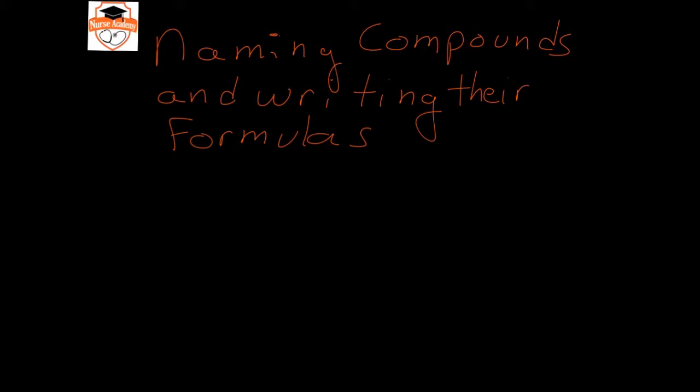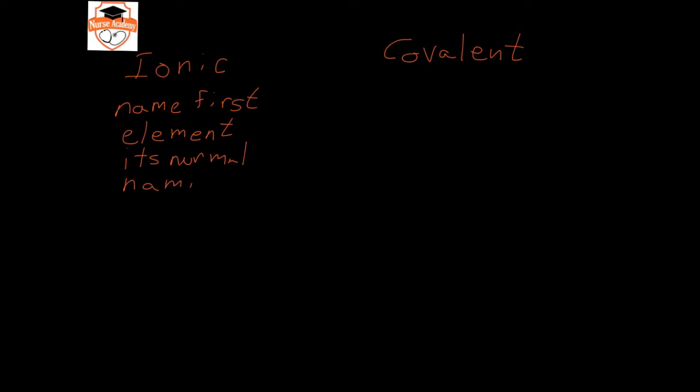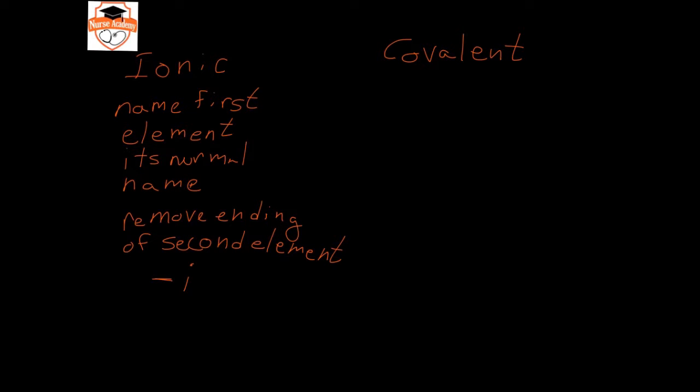In this video, we're going to go over naming simple compounds and writing their formulas. There are two main types of naming systems in early chemistry. There is a system that we use for ionic compounds, and there's a system that we use for covalent compounds. In the ionic naming system, you would name the first element its normal name, remove the ending of the second element, and replace it with the ending "ide."